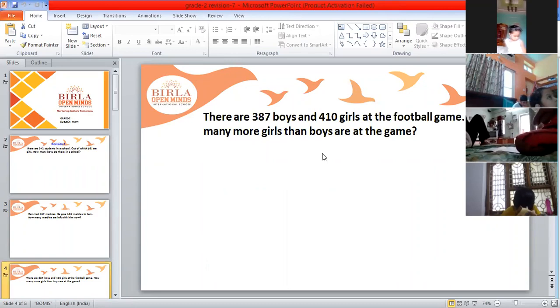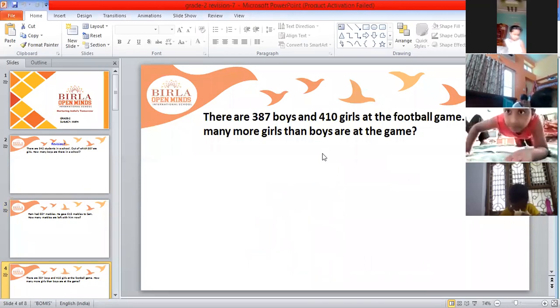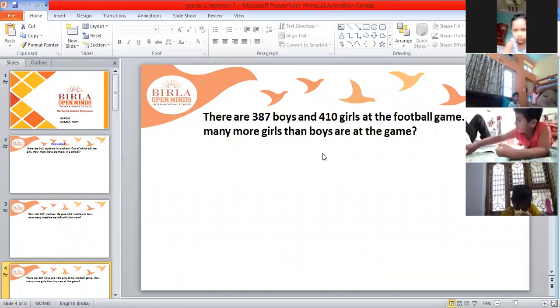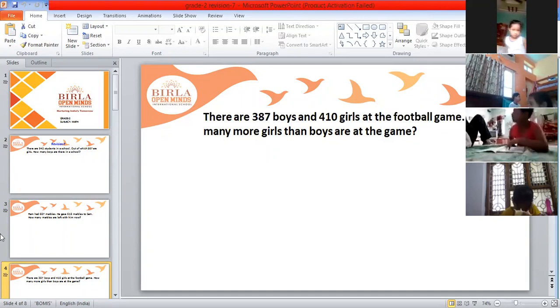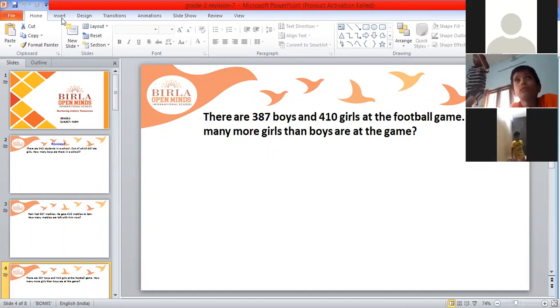Yes, children, now note down this word problem. Next, third word problem. Write this question. Tanishka, start writing. Come on. Yes, children, start noting down this word problem. Lohit, start writing. Come on. And you have to write this word problem in a new page. Take out new page and start writing.